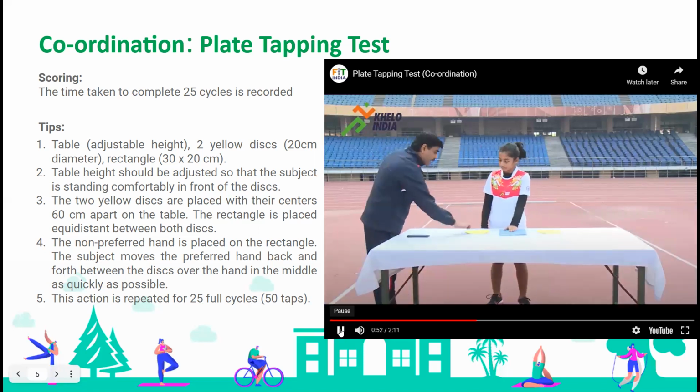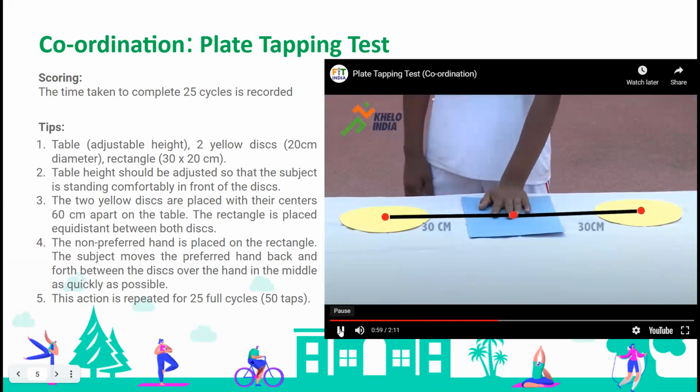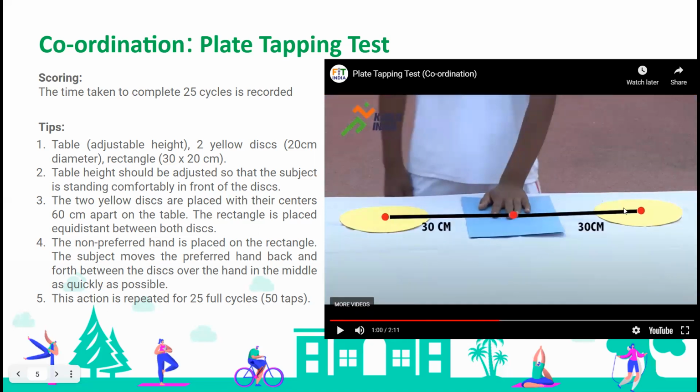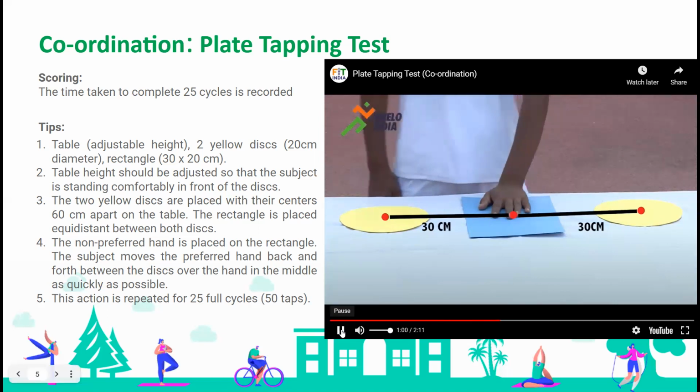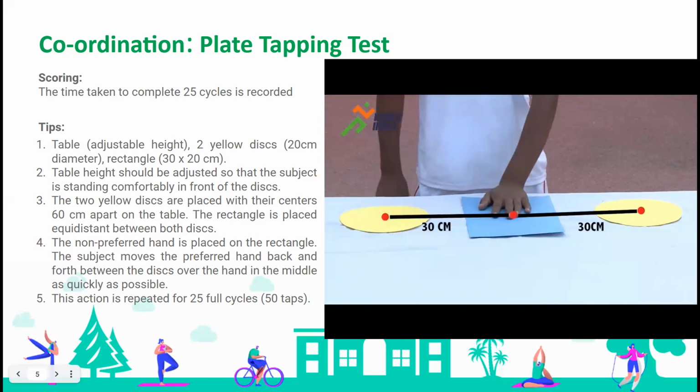The table height should be adjusted so that the subject is standing comfortably in front of the discs. The two yellow discs are placed with their centers 60 cm apart. You can see they are totally 60 cm, 30 cm to the left and 30 to the right, on the table. The rectangle is placed equidistant from both the discs.